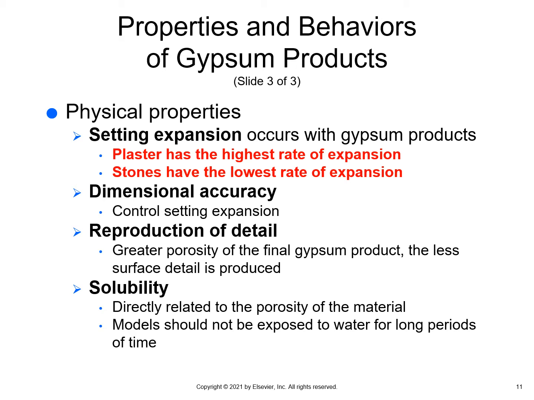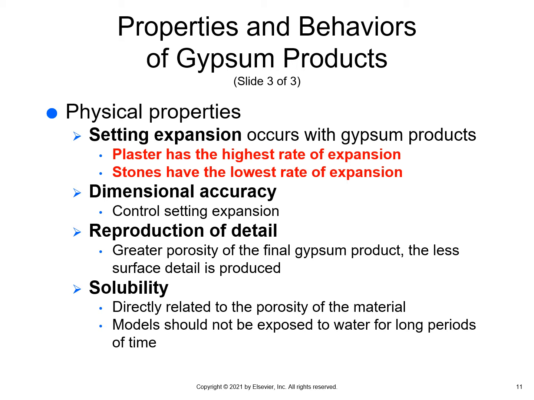The setting expansion is something that we have to think about with these gypsum products. Plaster has the highest rate of expansion, which makes it the weakest, and stones, the different levels of stones, have the lowest rate of expansion. We also need to think about dimensional accuracy. If we can control that setting expansion, we can increase our dimensional accuracy with that product, and that's mainly controlled by the water to gypsum ratio.